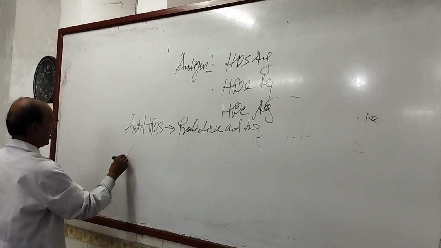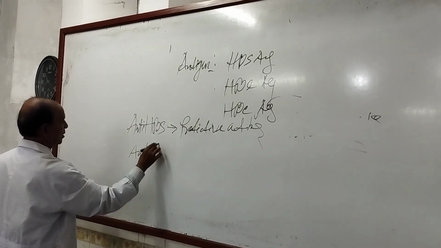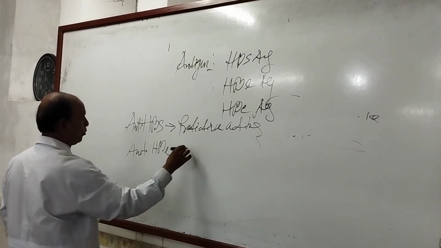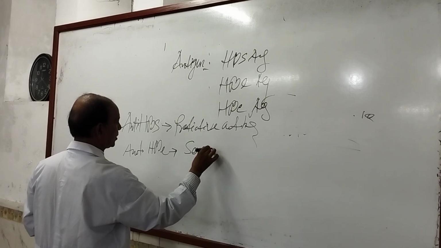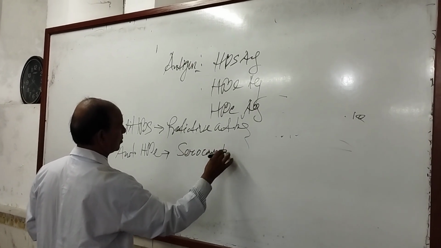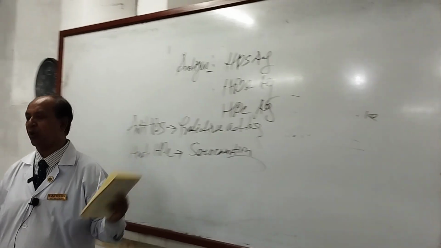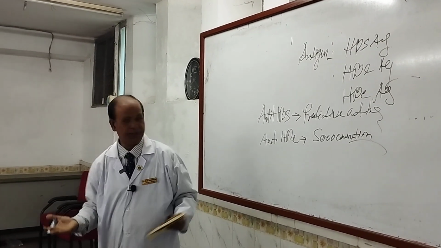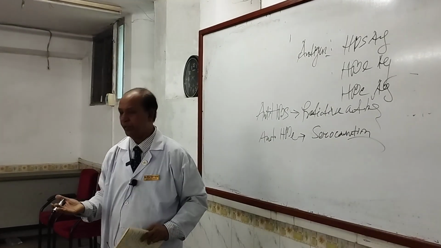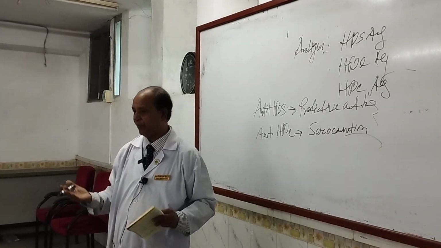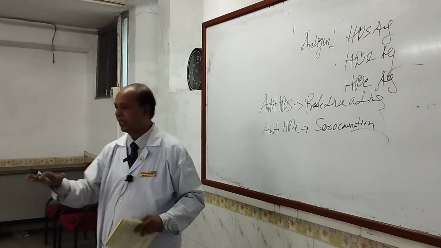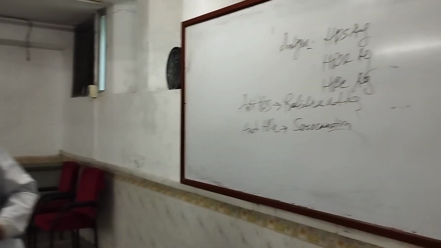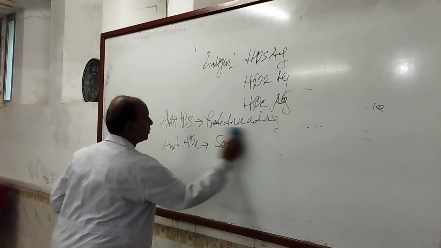Next one is anti-HBe. This is seroconversion. That is, the patient is improving after treatment. This antibody indicates the patient is improving after treatment, or viral replication is at a lower level. Remember this. This is seroconversion.